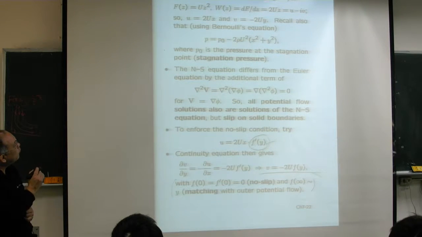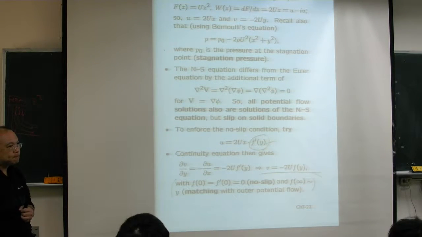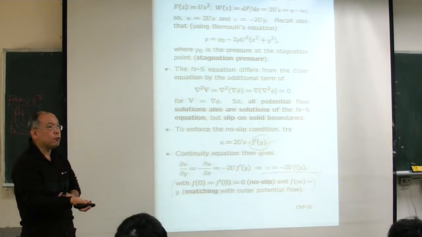So for the potential flow in the sector angle pi over 2, we have this complex potential, F(z) equals u z squared. That represents the potential flow for a stagnation point flow. Then we take the derivative dF/dz and that gives the complex velocity, which is 2uz, and that is equal to u minus iv. You have to remember this minus sign here. So we have u equal to 2ux, v equal to minus 2uy. That's the potential flow solution.